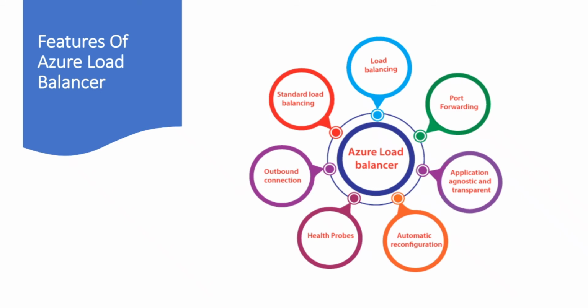Then we have outbound connection. All the outbound flow from a private IP address inside our virtual network to a public IP address on the internet can be translated to a front-end IP of the load balancer. That is called outbound connections. Next we have standard load balancer. This is also a SKU, stock keeping unit, of Azure Load Balancer. We will see in coming slides.